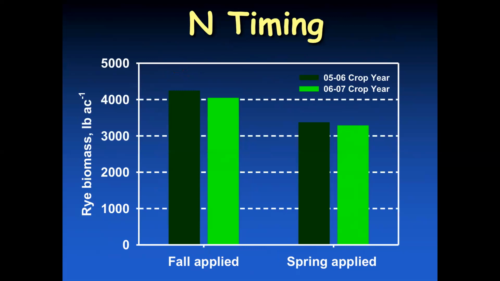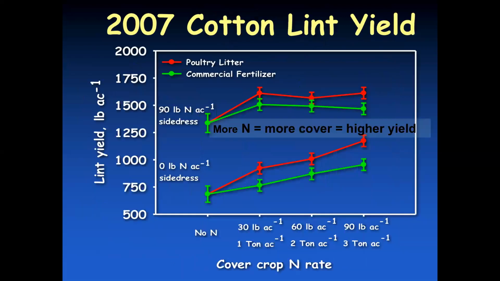Of course, the big question is do you get that money back? It's all nice and good to have more cover crop, improve the soil quality, but does it actually increase yield? And this is a set of graphs comparing the cotton lint yield after the 0, 30, 60, 90 pounds of commercial nitrogen versus the chicken litter rates.